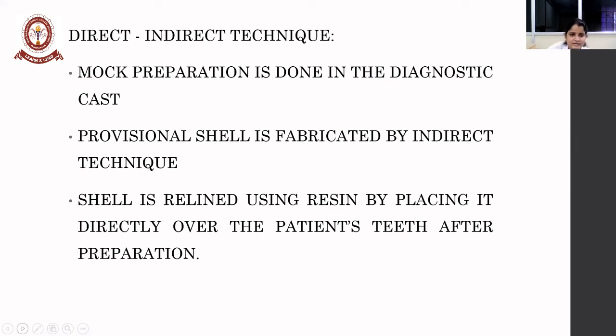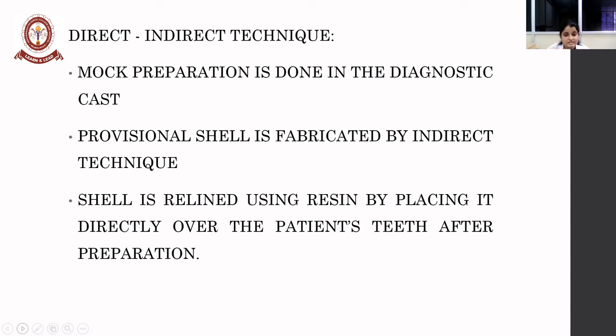Next, coming to the direct-indirect technique, before the patient comes for the appointment, we take the cast from the diagnostic alginate impression. On that diagnostic cast, we tentatively do a mock preparation of the teeth, and we use either the putty index or the vacuum-formed sheet shell we have already made. After preparing the tooth on the cast, we place the material in either the putty index or the shell, and attach it towards the prepared area.